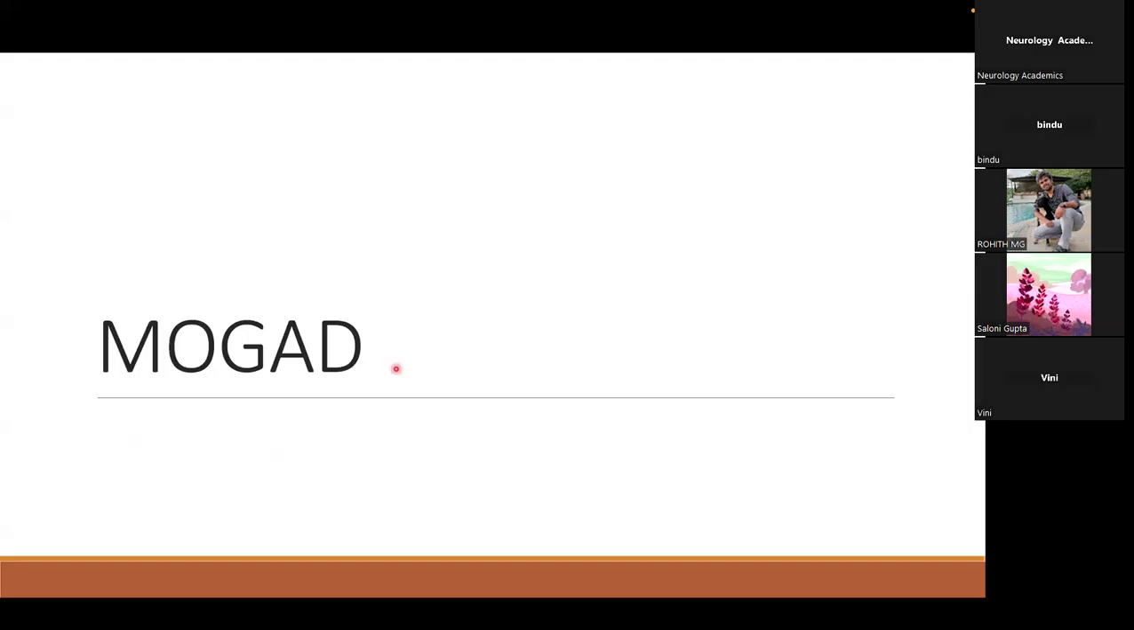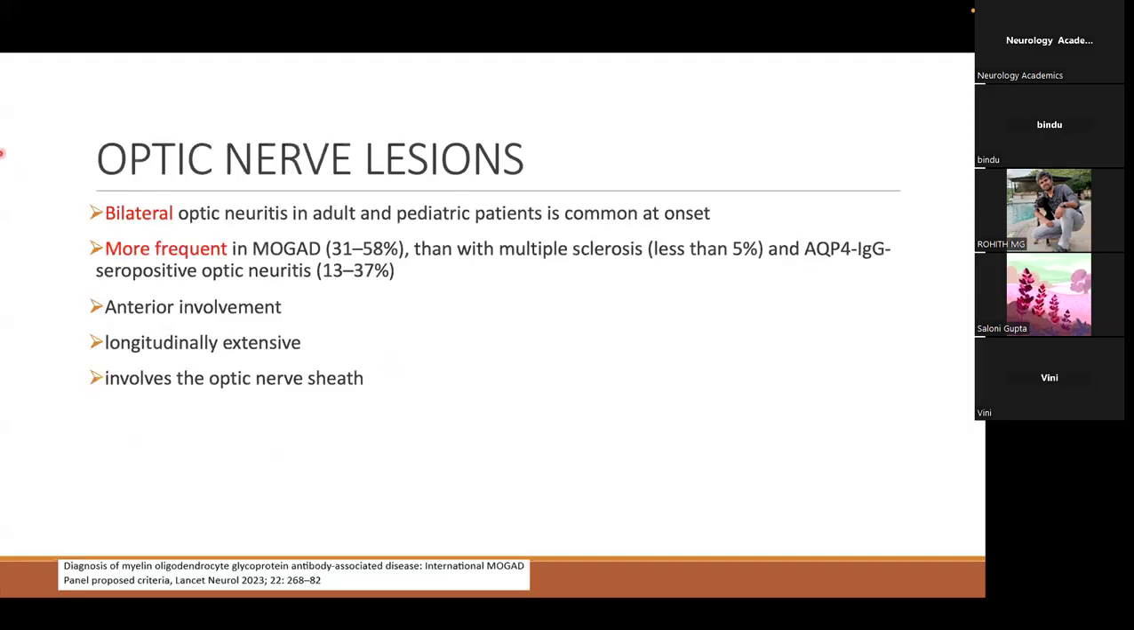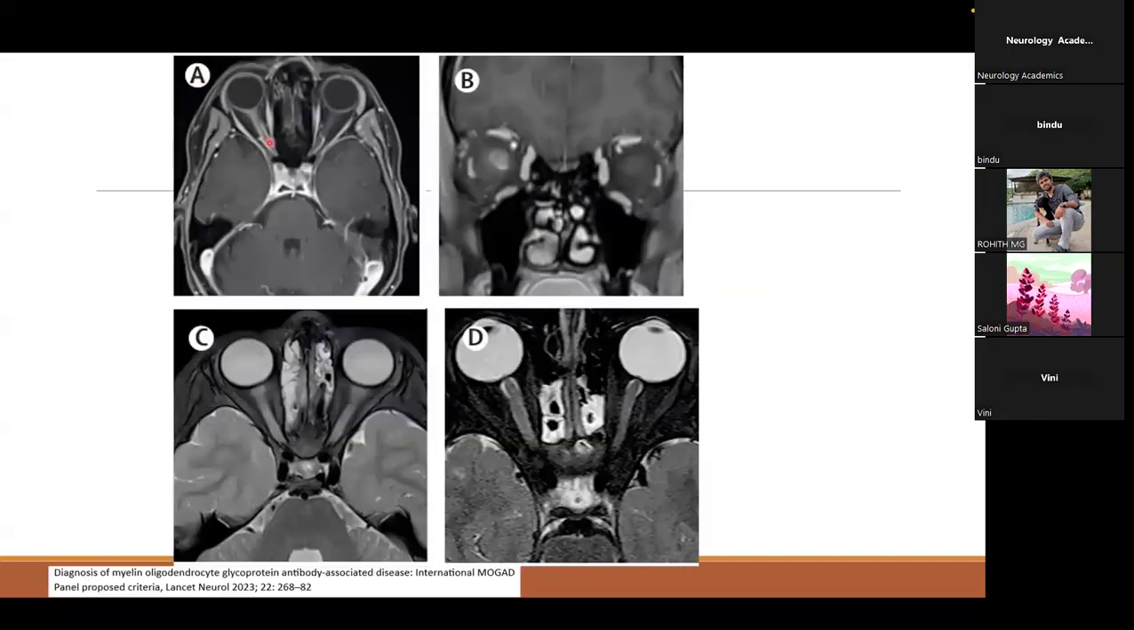So coming to the next one, that is MOGAD. So optic nerve lesion in MOGAD is usually bilateral, and that is around 58% of the patients. It will be bilateral, compared to less than 5% in multiple sclerosis, and around 13 to 37% in NMOSD. And the lesions will have an anterior involvement. It will be longitudinally extensive, more than 50% involvement of the nerve, and optic nerve sheath involvement will be there in MOGAD. So here we can see a longitudinally extensive optic nerve lesion.